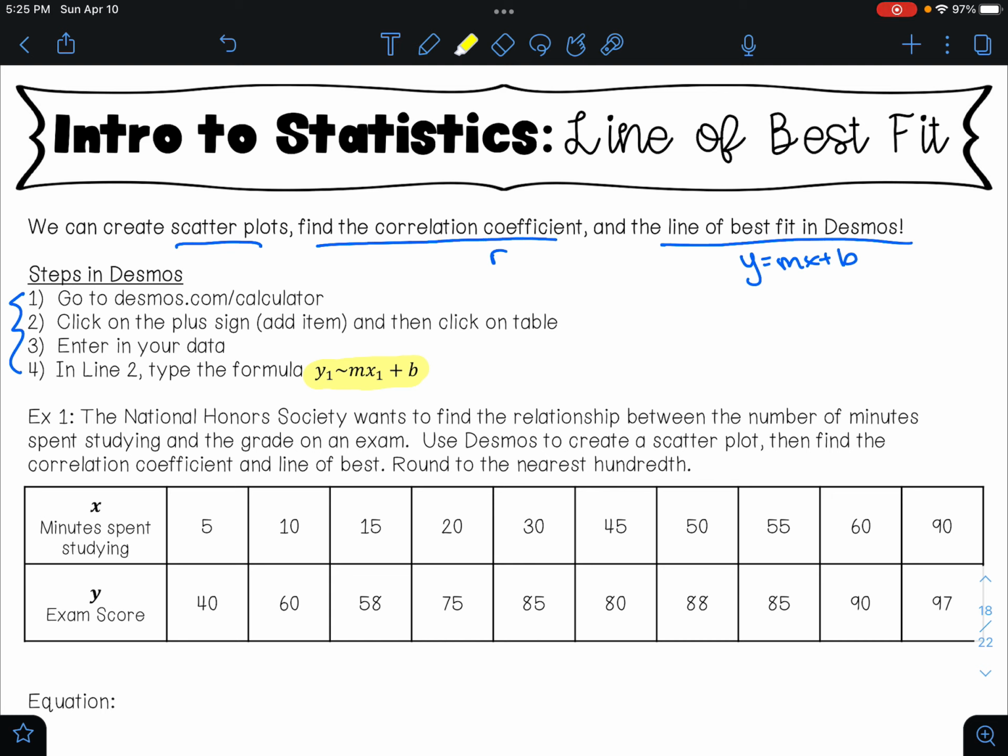So let's try that with this example. The National Honor Society wants to find the relationship between the number of minutes spent studying and the grade on the exam. Use Desmos to create a scatter plot, find the correlation coefficient, and line of best fit. Round to the nearest hundredth. So if you're asking us to round to the nearest hundredth, that's telling us to round to 2 decimal places.